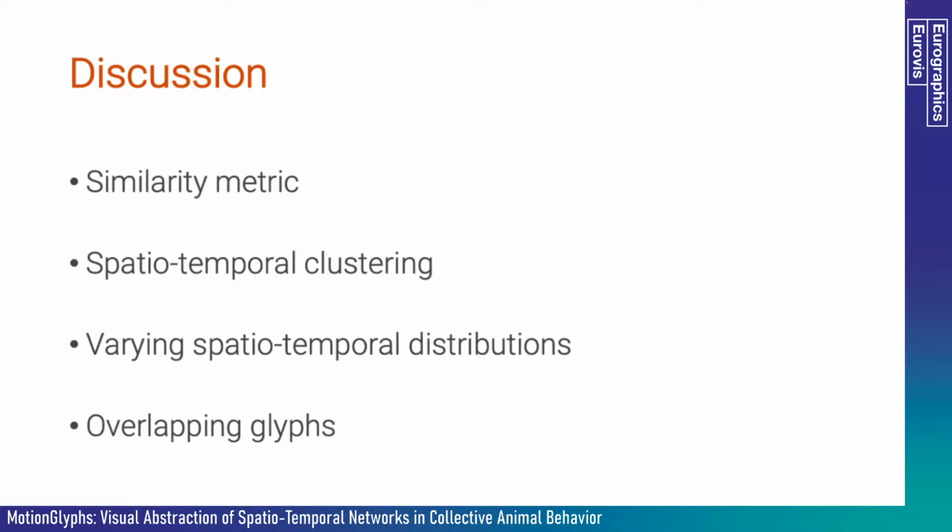Another challenge is the placement of the cluster glyph, which is currently the centroid of the group. This can again create overlaps between groups and single movers.